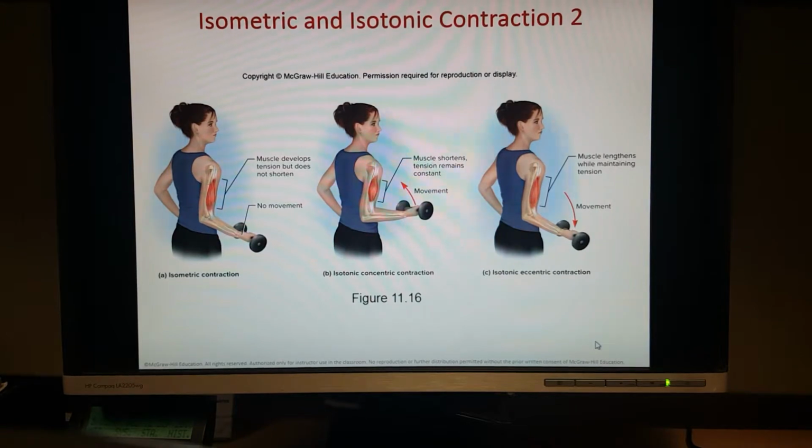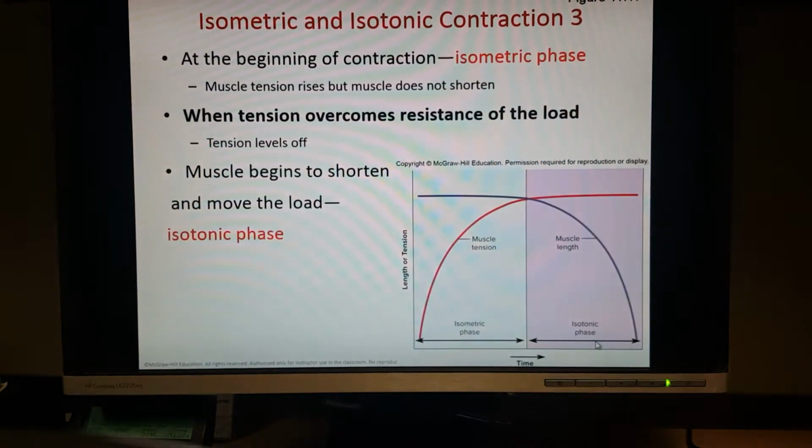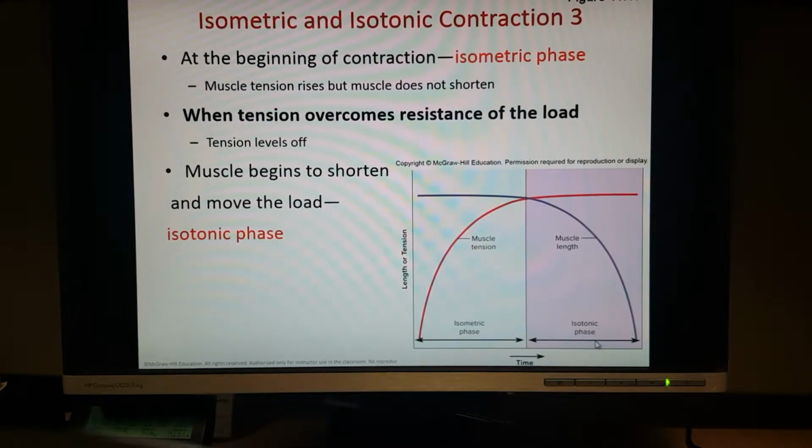So to see this in chart form, again, your isometric phase is your beginning, where there's no change in the length of your muscle, but the muscle tension rises.